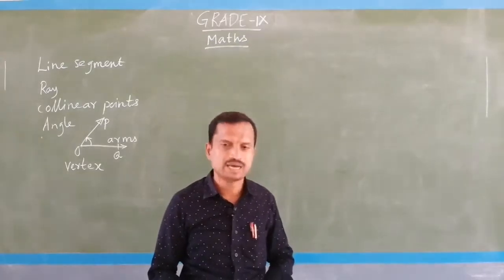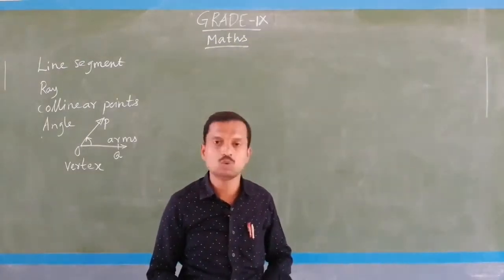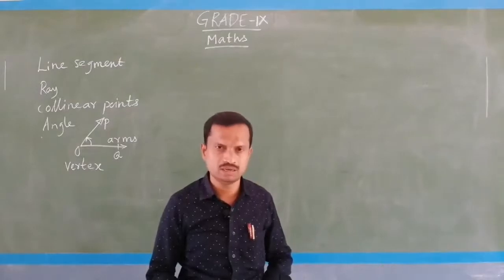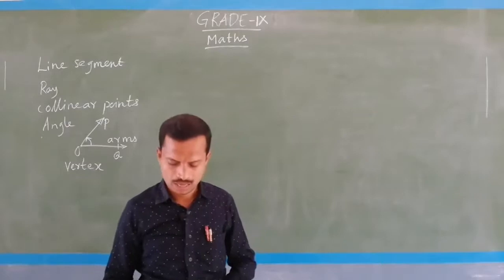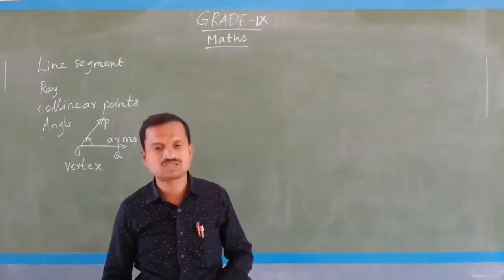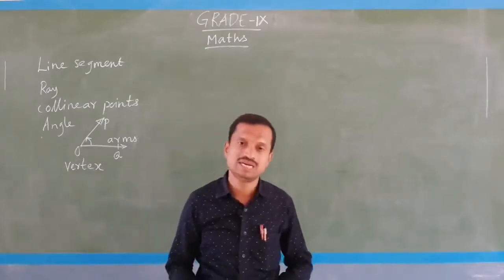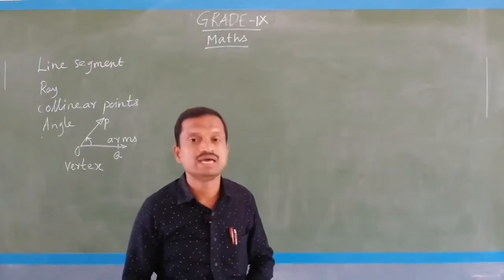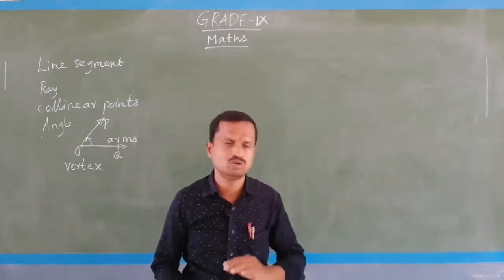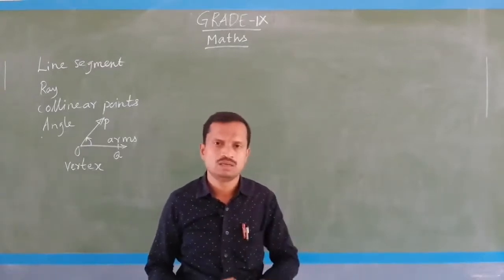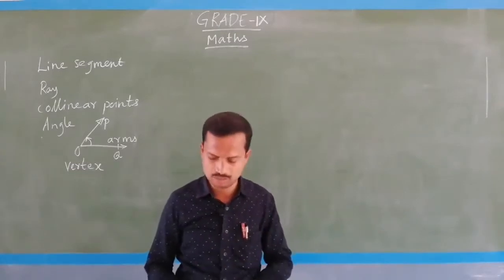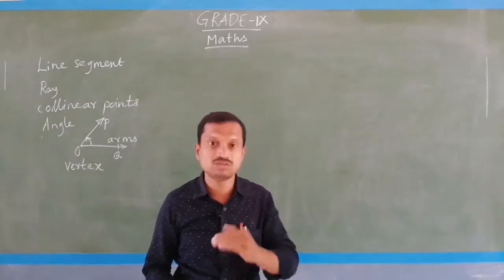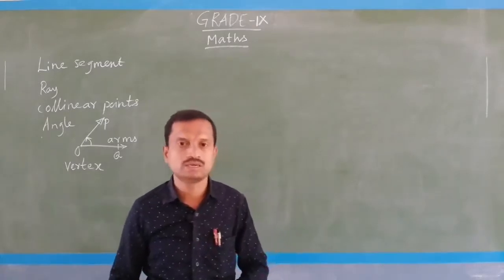And then a straight angle is equal to 180 degrees. That is all. And then reflex angle: an angle which is greater than 180 but less than 360 degrees. I told you more than 180 means that is a reflex angle. So here they have given greater than 180 degrees but less than 360 degrees. So you can take it as a reflex angle.